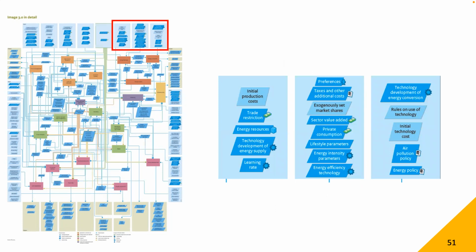some of the modeling inputs, right? These are things that we've talked about. Things like learning rate, technology development. Here we have market shares, right? Private consumption, lifestyle parameters, energy intensity, energy efficiency. All of these things are topics of modeling that we have talked about in this class, right? And you can see how that integrates into this much larger system. Technology costs here.